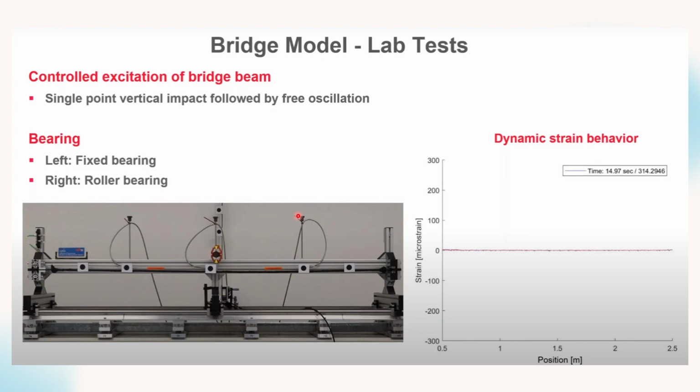This is the lab test of the bridge model. Controlled excitation of the bridge beam. Single point vertical impact followed by free oscillation. Then bearing. Left side is fixed bearing and the right is rotor bearing.